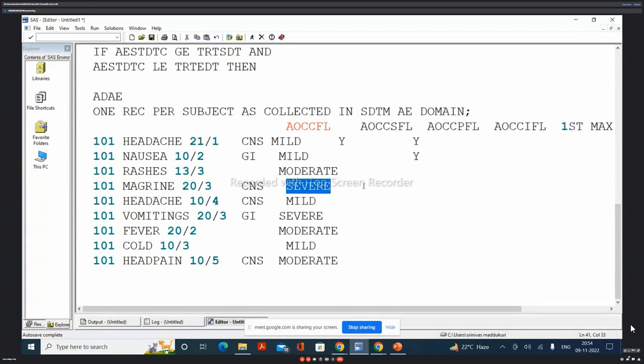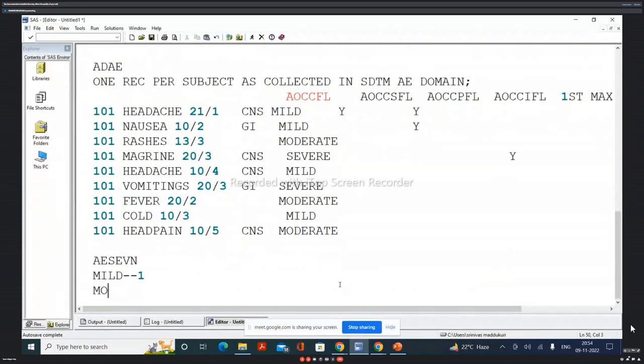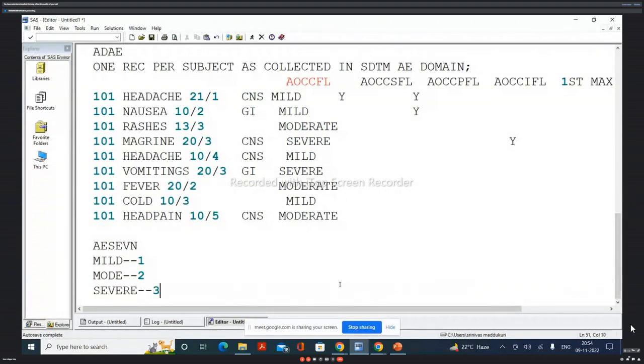For this one, I want to have AOCCIFL, maximum severity for any adverse event. How are we going to sort the data now? In future, we are going to create a variable called AESEVN. If AESEV is equal to mild, I'm going to have 1. If it is moderate, I'm going to have 2. If it is severe, I'm going to have 3. Now tell me, this is called AE severity numerical.